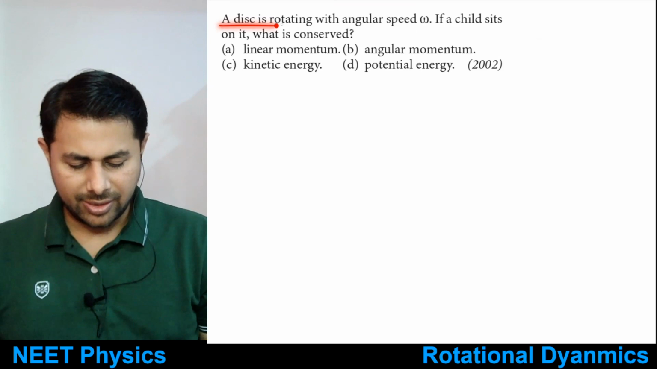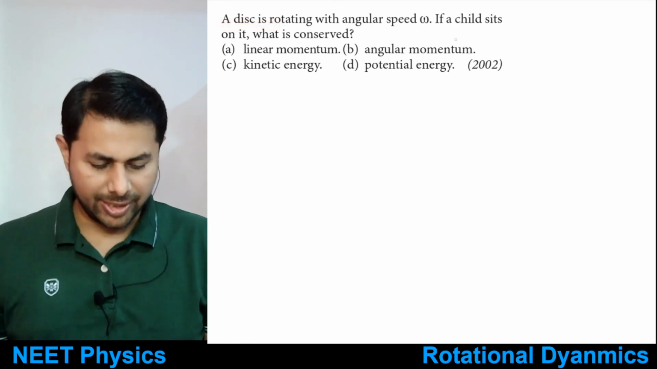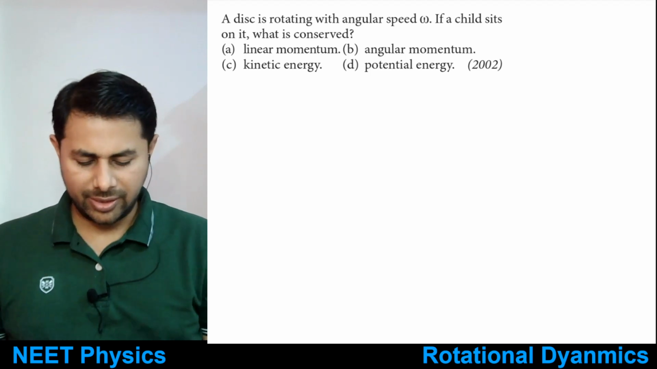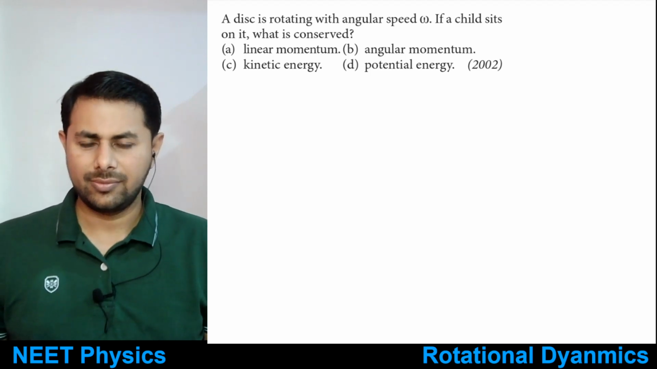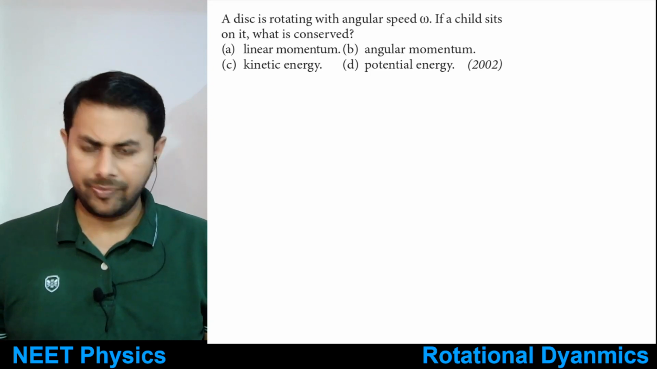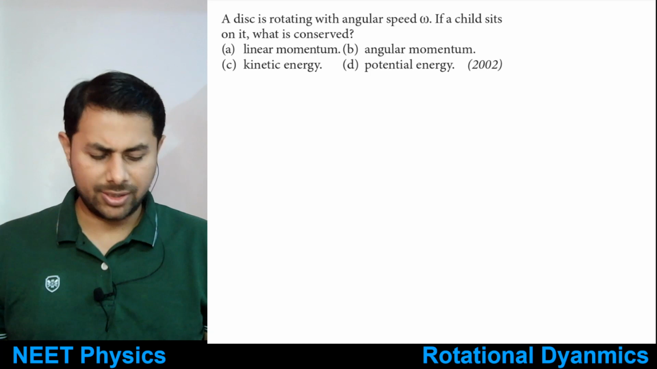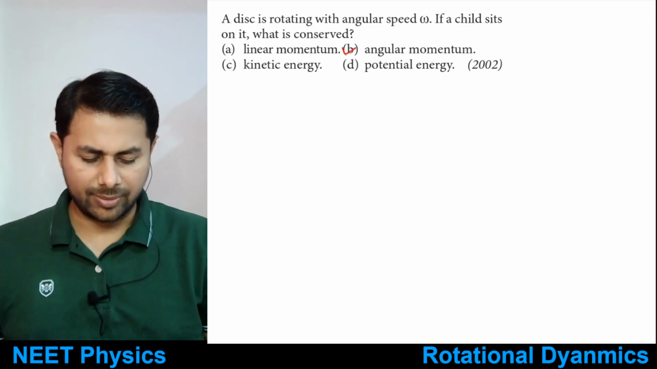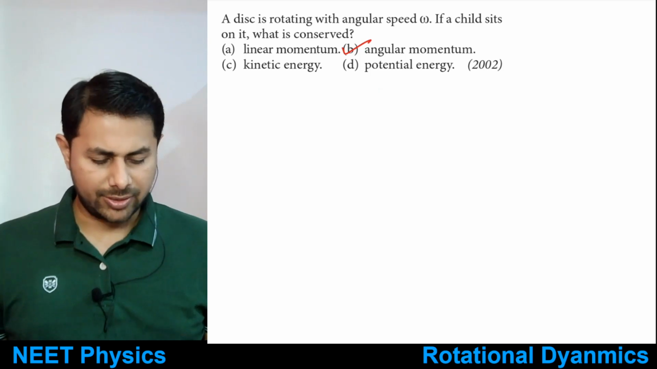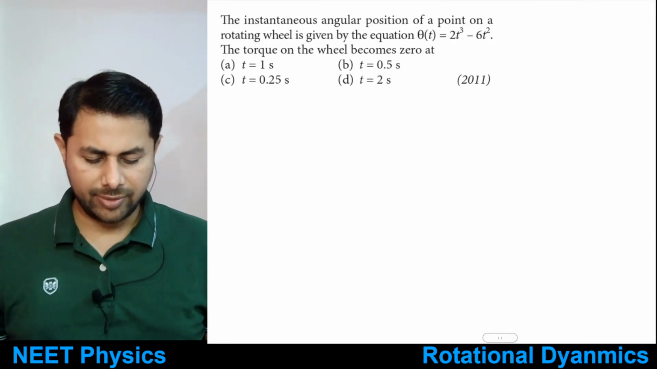Let's see the next one. A disk is rotating with angular speed omega. If a child sits on it, what is conserved? Repeated. Tell me. What is conserved? Linear momentum, kinetic energy, potential energy? Yes, it's angular momentum. Okay, angular momentum is conserved. Right, let's see the next one.